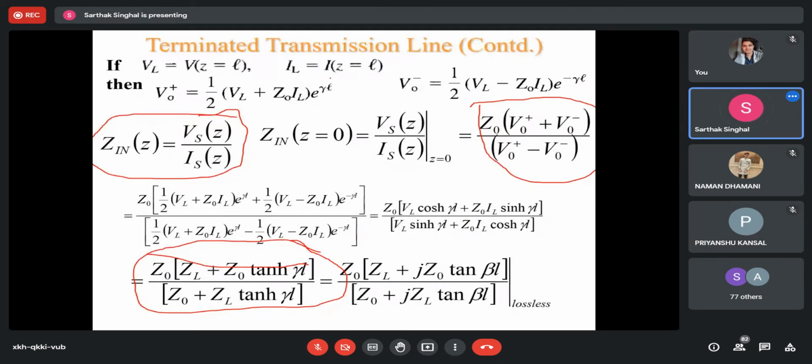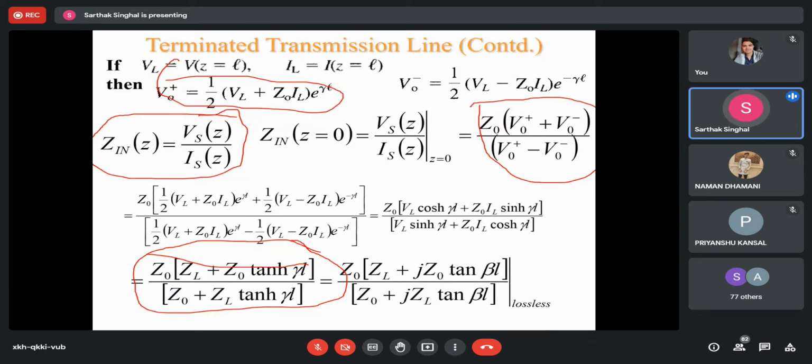So when we substituted them, we got this equation, which is Z0 into ZL plus Z0 tanh gamma L on Z0 plus ZL tanh gamma L, right?